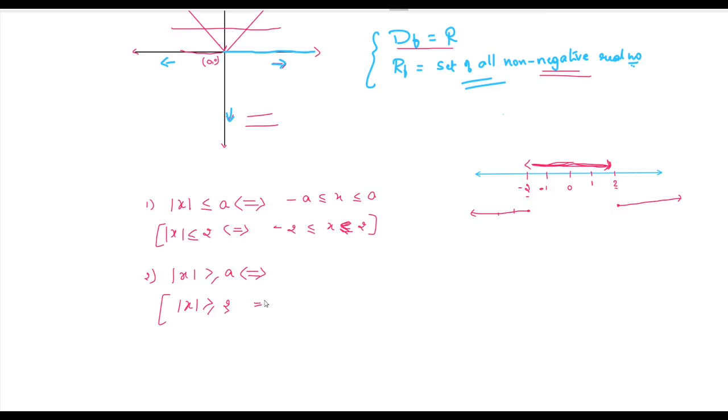So what we can write here for modulus of x greater than or equal to 2 is x is less than or equal to minus 2. Correct? X has to be less than minus 2 for its distance to be more than 2 from 0. Or it can be here also. X can be greater than or equal to 2 also. If x is less than or equal to minus 2 or x is greater than or equal to 2, in both the cases, its distance from 0 is greater than 2. So what we can understand is x is less than or equal to minus a, or x is greater than or equal to plus a.